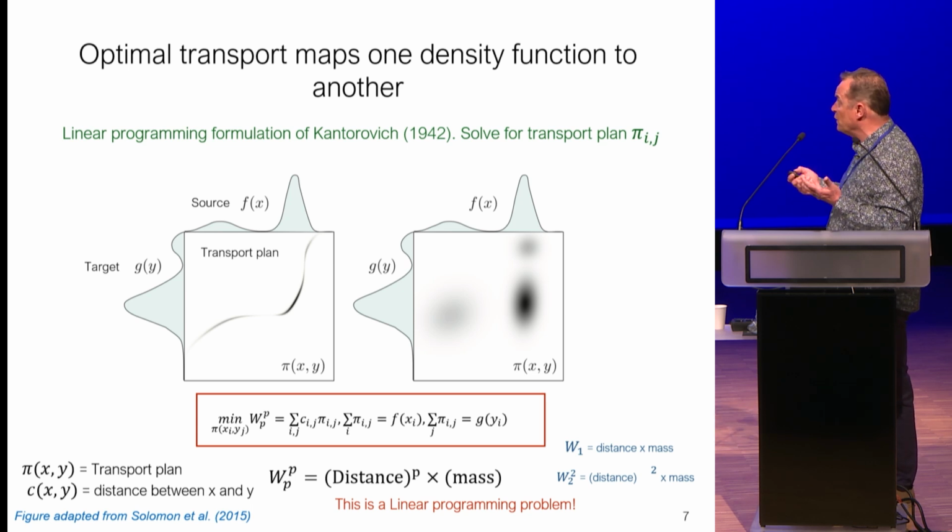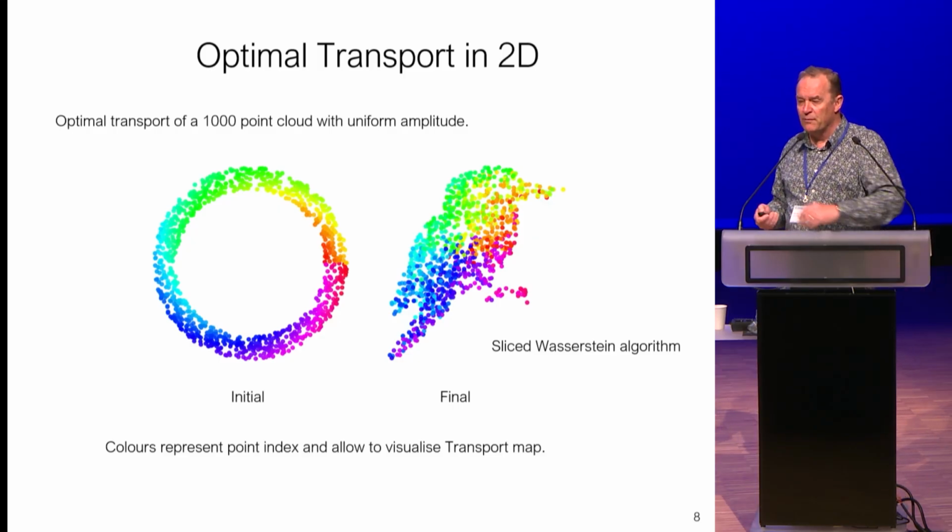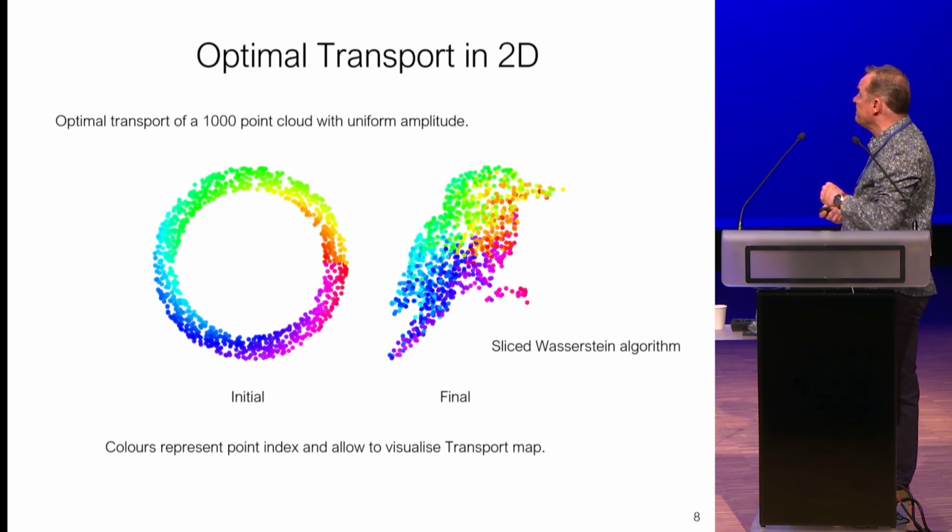And this is a beautiful, simple formulation, and it's a well-studied problem, so we can solve pretty much any problem in optimal transport with this approach. It's just computationally inconvenient at times. So here's an example of optimal transport. I'm going to show you a few pretty pictures showing some examples.